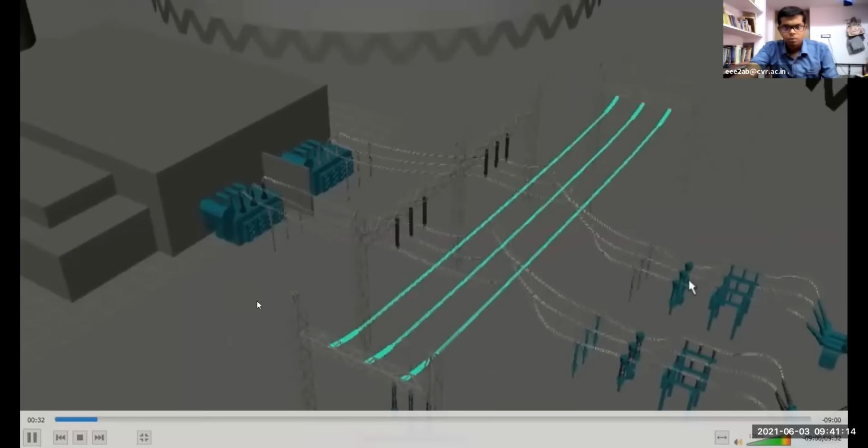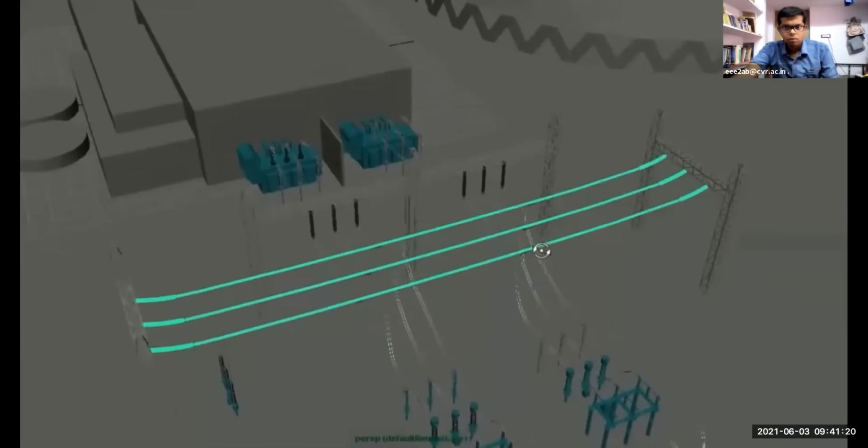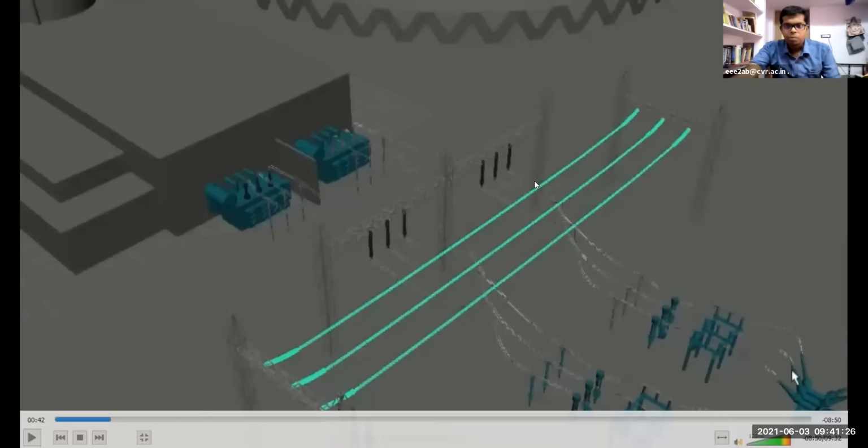Like in the last video, we had shown only one bus. But friends, an actual switchyard always consists of more than one bus so that regular maintenance could be done without interruption of the supply.